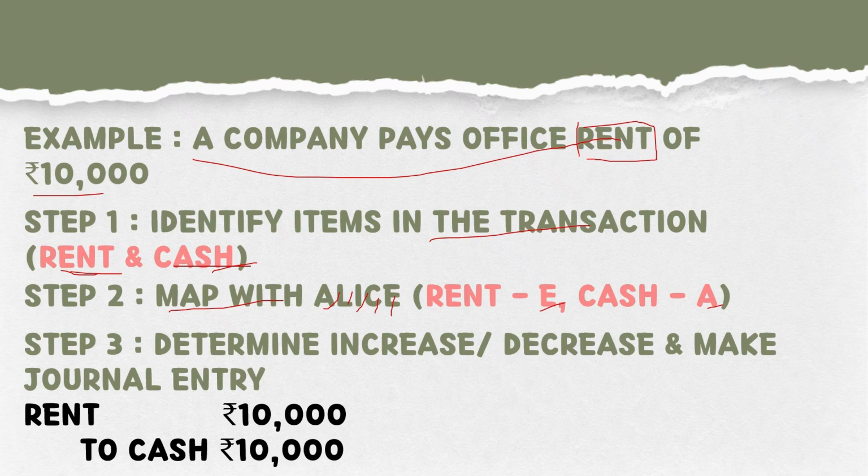Step three, I have to determine whether any item is increasing or decreasing so that I can make a journal entry. So I said rent is an expense, and when I pay off office rent, my rent expense is increasing. So rent is debited. Cash is an asset. I'm paying off cash. It's decreasing, it's going out. So it's credited. 10,000. So that is how you create journal entries through the rule of Alice.